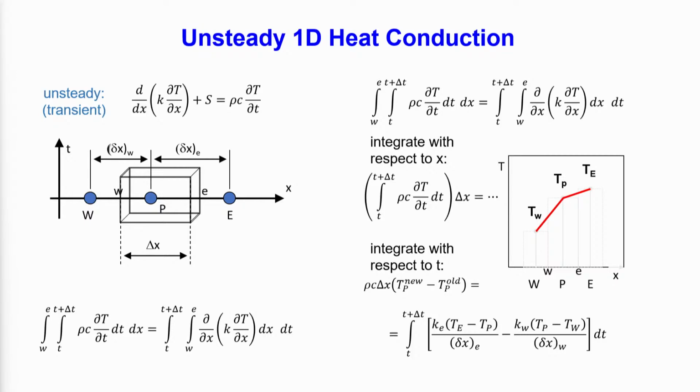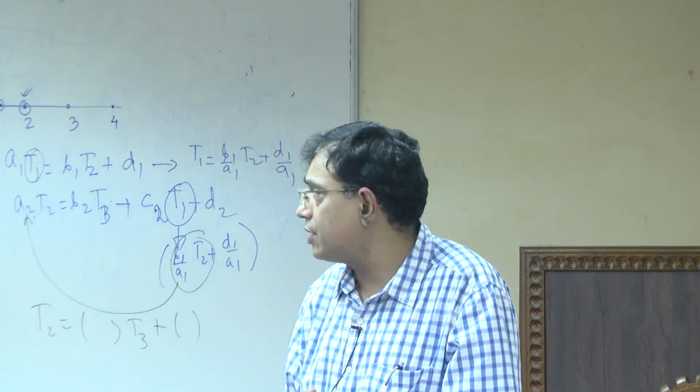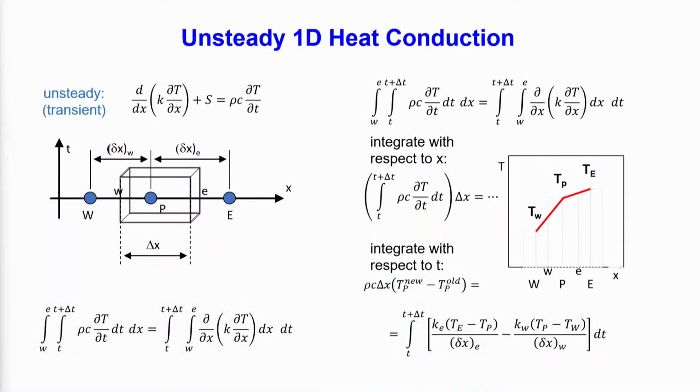Now when you integrate with respect to time, the time dependent term is very easy. Let us say rho into C, that is density and specific heat, they are constant. If you now integrate it, it is just the value of the temperature at the new time, which is t plus delta t, minus the old time.